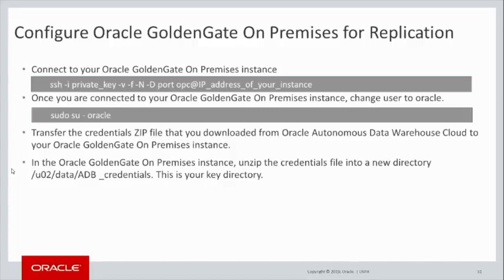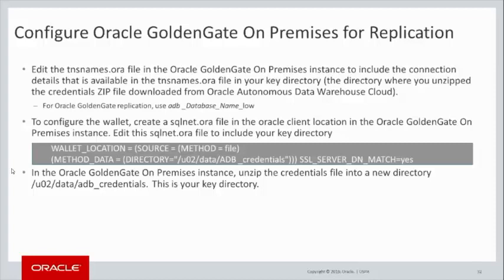Once you are connected to your Oracle GoldenGate on-premises instance, change user to oracle and transfer the credential zip file that you downloaded from the Oracle Autonomous Database, which contains the wallet connection information as described in previous modules. Edit the tnsnames.ora file in the Oracle GoldenGate on-premises instance to include the connection details that are available in the tnsnames.ora file in your key directory, the directory where you unzipped the credential file which you downloaded for Autonomous Database in the Connecting to Autonomous Database module.